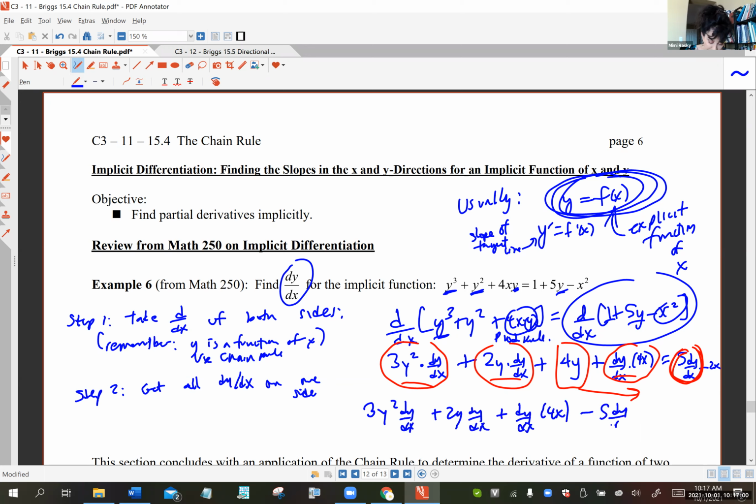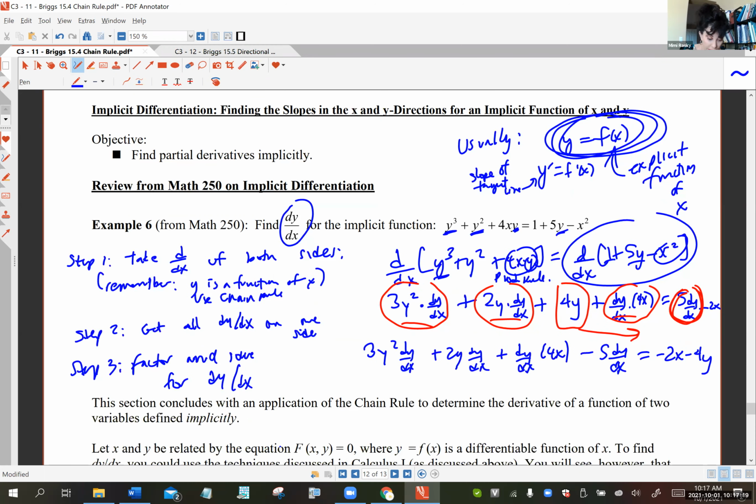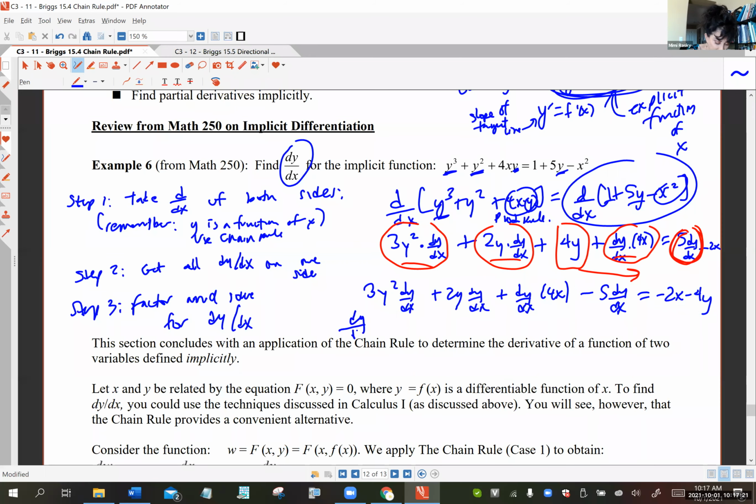So this is what happens after I move some folks around. Now what? Step 3, factor and solve for dy dx, and then you're done. This is what a Calculus 1 student did. And yes, this is a pain in the butt, I won't lie. So on the left-hand side, notice that dy dx is a common factor.